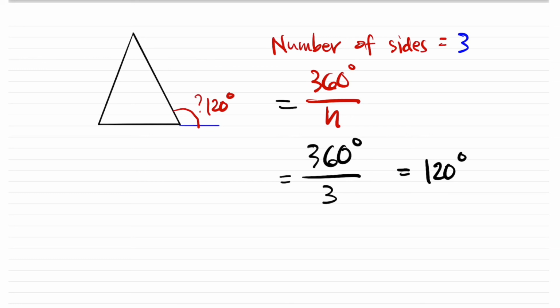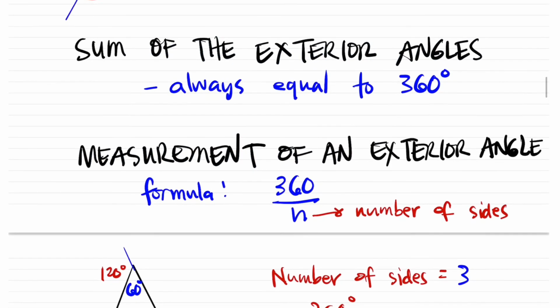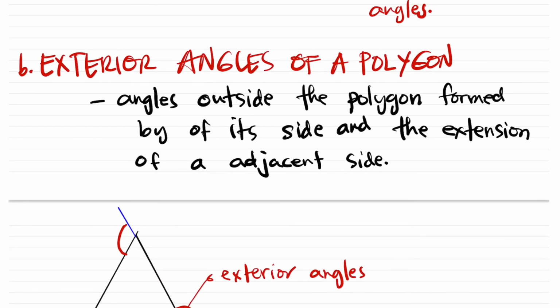And that's how we determine the measurement. So this one here is equal to 120 degrees. This one here is equal to 120 degrees. So the measurements of the exterior angles would be 120, 120, and 120, which is also equal to 360 degrees. So that is how we find the exterior angles of a corresponding polygon.